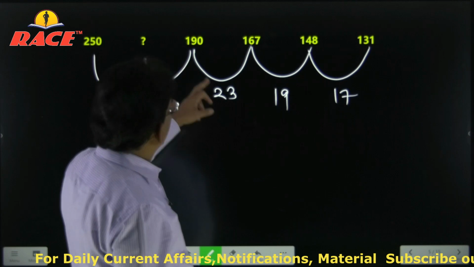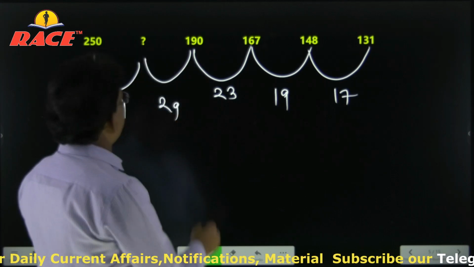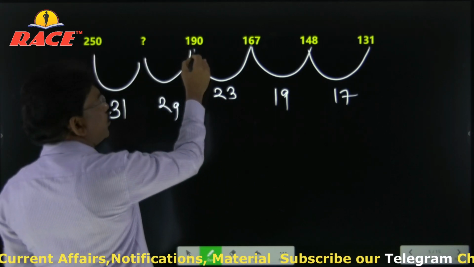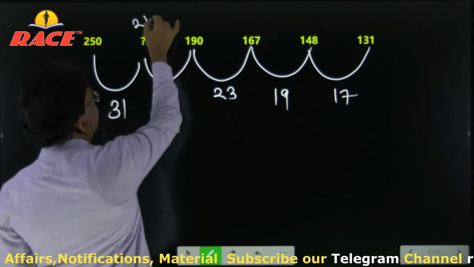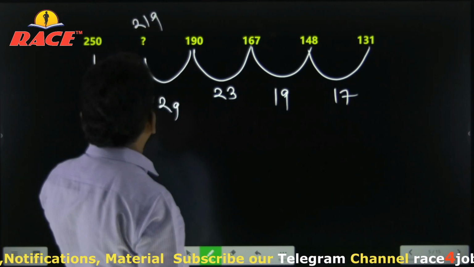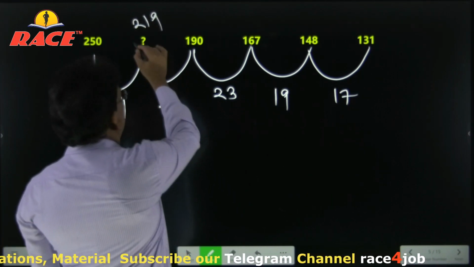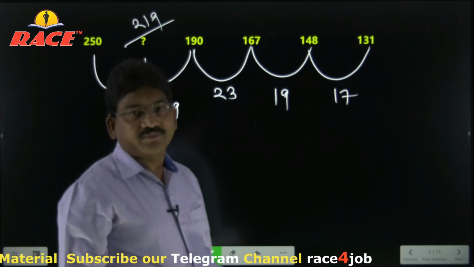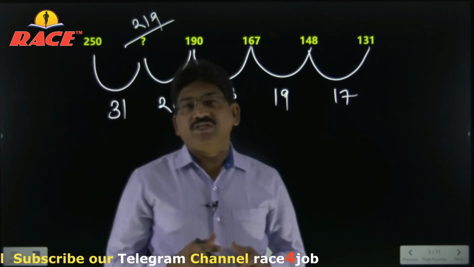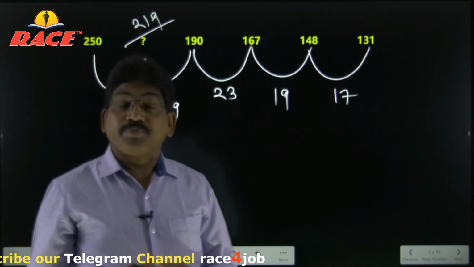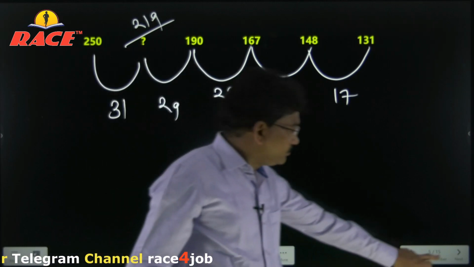So 190 plus 29: 190 plus 10 is 200, plus 19 is 219. If it is 219, plus 31 should be 250, and exactly it is. So the missing number is 219. That is how the differences between the numbers are prime numbers. Okay, you can make it out.